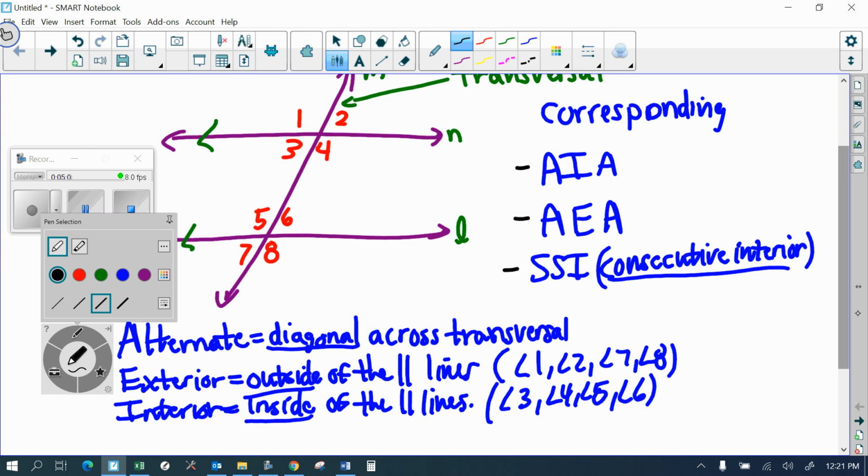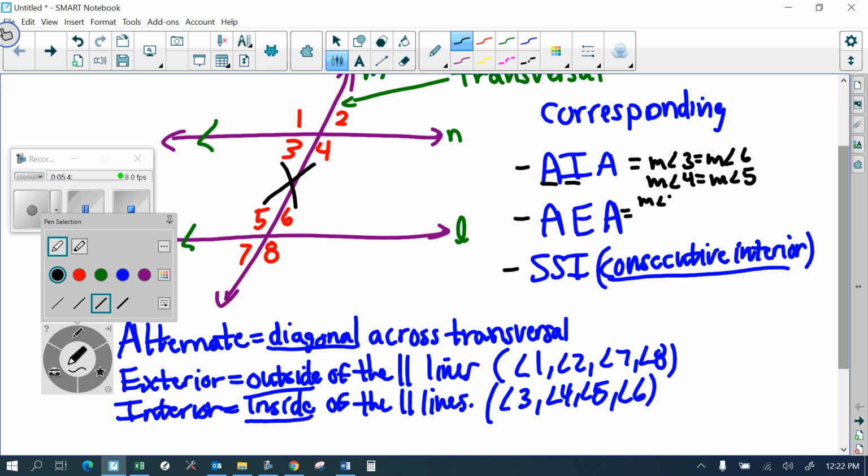Alternate means diagonal. So if it's alternate interior, so the interior, 3, 4, 5, 6, what's the alternate? Diagonal. There's a diagonal across there, and there's the other diagonal right there. So my alternate interior angles are: measure of angle 3 equals the measure of angle 6, and measure of angle 4 equals the measure of angle 5. Or you can say they're congruent. All congruent angles are also equal in measure. Okay? And I have alternate exterior angles. My 2 pairs of those are 1 and 8.